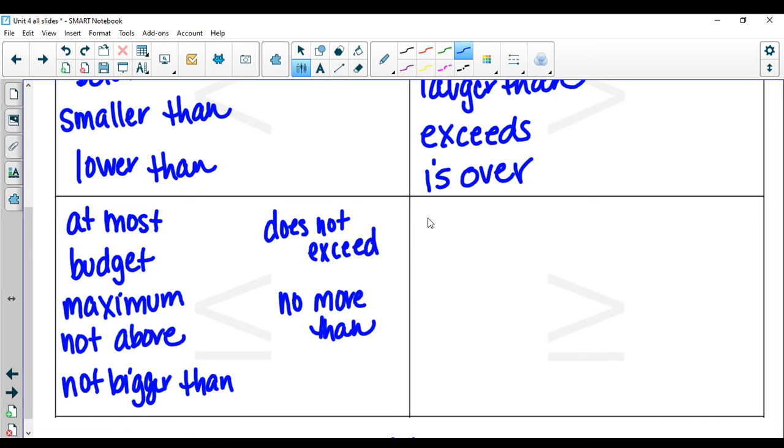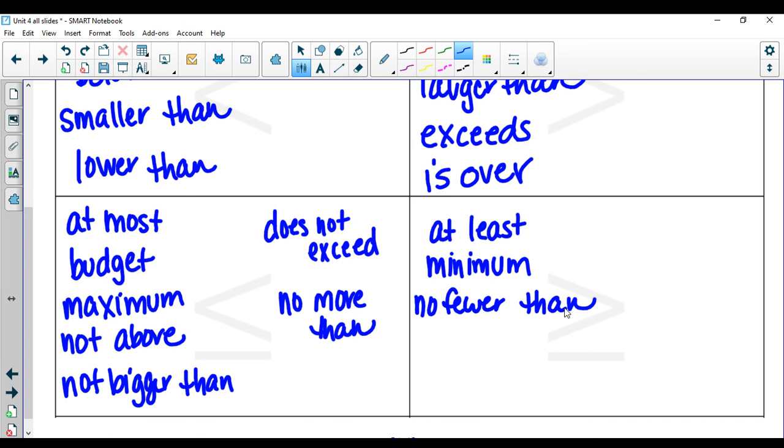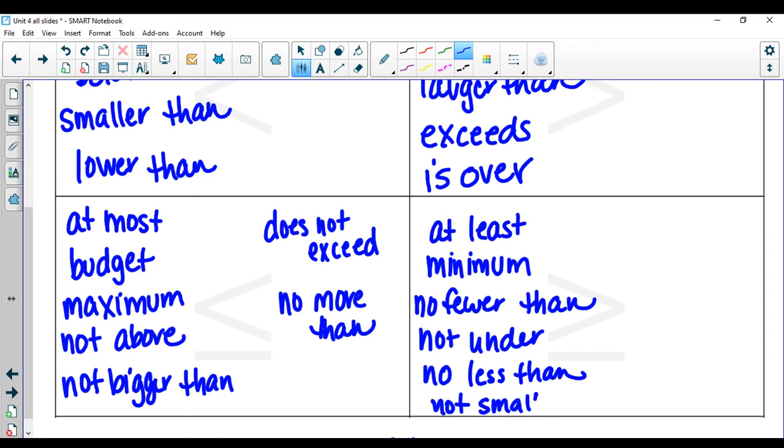When you see greater than or equal to, you'll see words like at least. You'll see minimum. You might see the phrase no fewer than. You might see not under, no less than, and not smaller than. Again, not an exhaustive list.